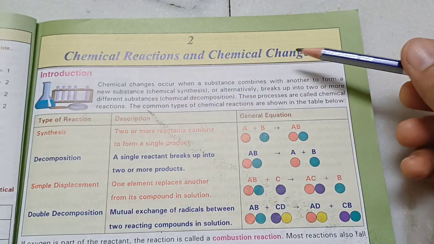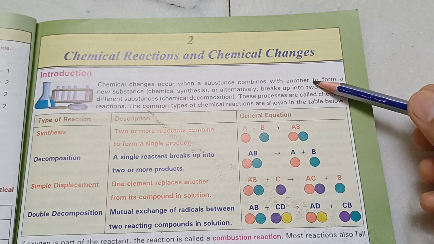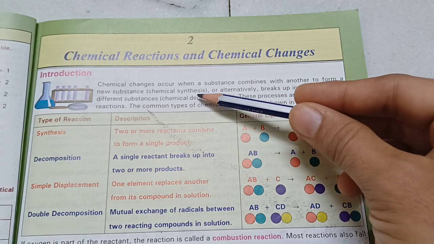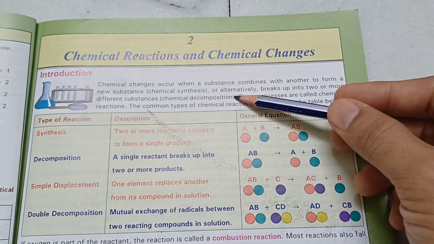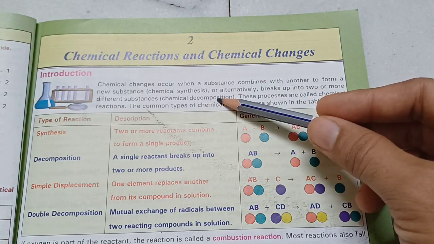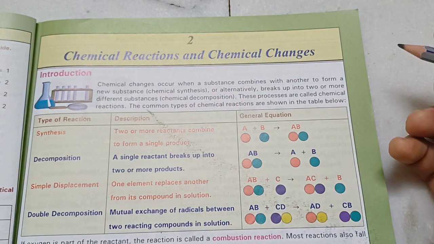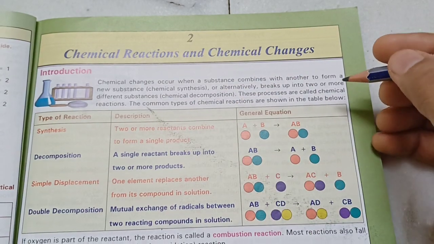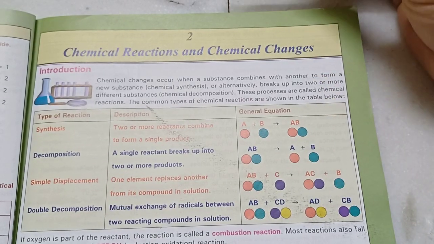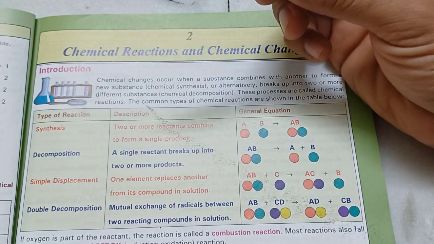Chemical changes occur when a substance combines with another to form a new substance, which is called chemical synthesis, or when it breaks up into two or more different substances, which is called chemical decomposition. These processes are called chemical reactions. Now, there are four main types of reactions: synthesis, decomposition, simple displacement, and double decomposition.